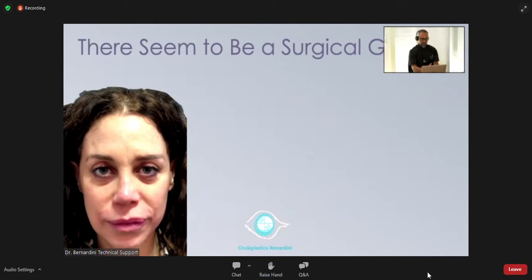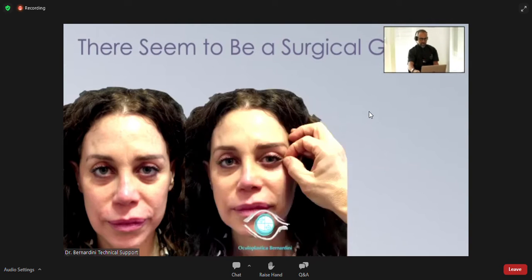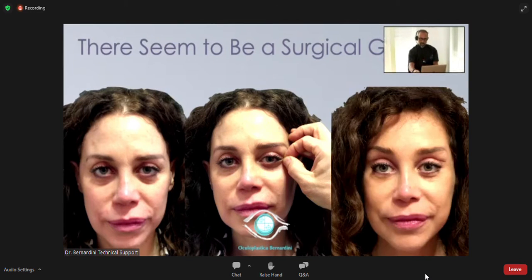So this is a surgical patient with bags, hollows, skin laxity. I simulate the potential effect of the G point. This is the realization of my surgical procedure, and it seems to hold.